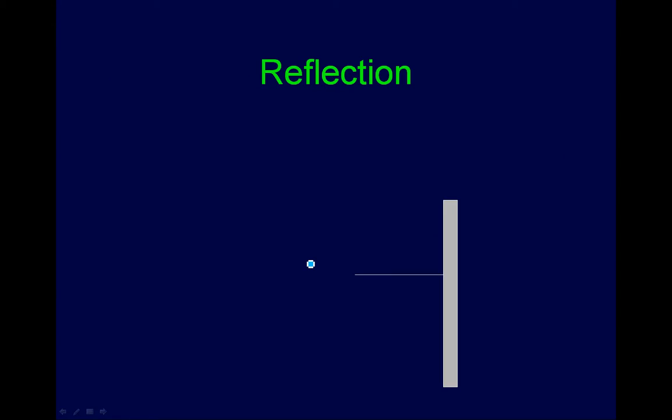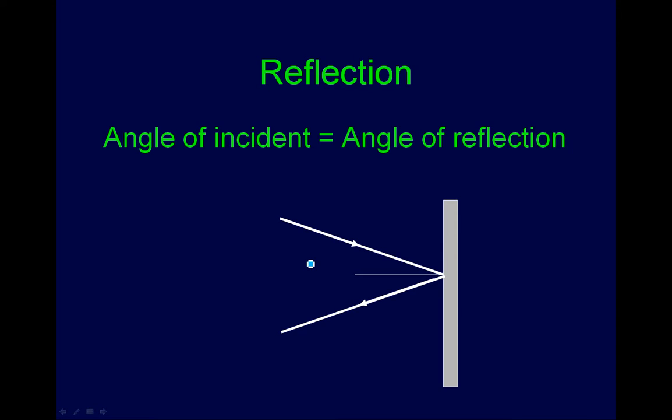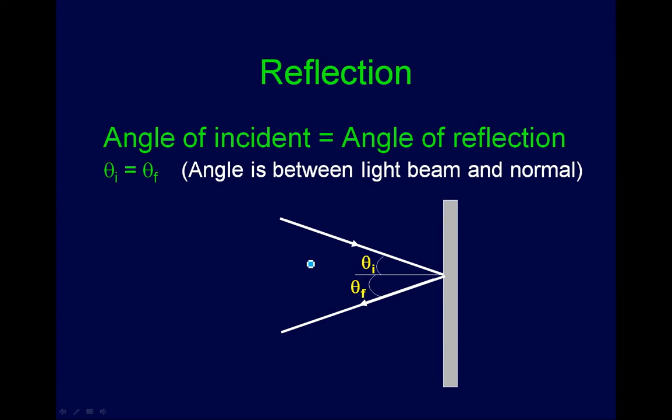And so as just an example, here's the basic idea of reflection that we're going to use, which says that the angle of incidence equals the angle of reflection. And so we usually call them theta i and theta r for this. And so the angle is between the light beam and the normal. And this will be our definition. So this is the normal. Again, normal means it's 90 degrees to our surface. So here we're using a flat mirror. And again, that normal is 90 degrees to the surface. And so those angles are measured from that normal.